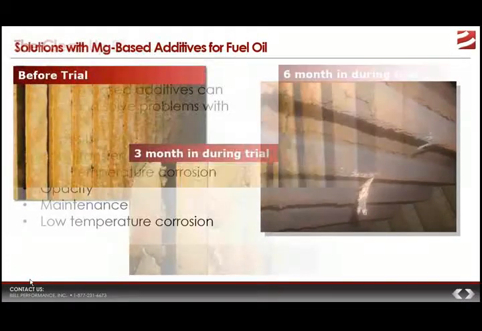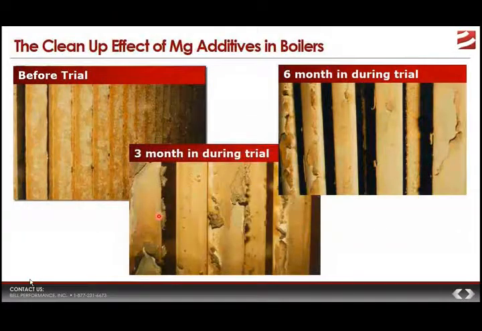Now, here you see a couple of trial pictures. This is a particular plant before the trial where they introduced magnesium additives into their fuel oil. You can see that on some of their metal tubes, they had some fairly substantial deposit problems. Three months in, those same tubes are looking like this. Those deposits are being cleaned, they're falling off, and they're not getting new deposits built up. Those tubes are looking a lot better.